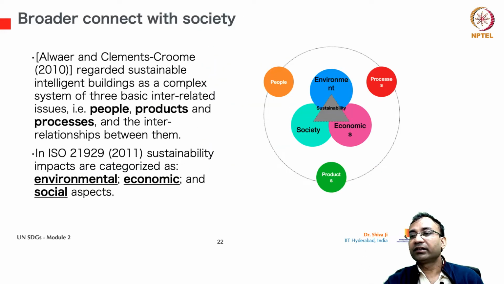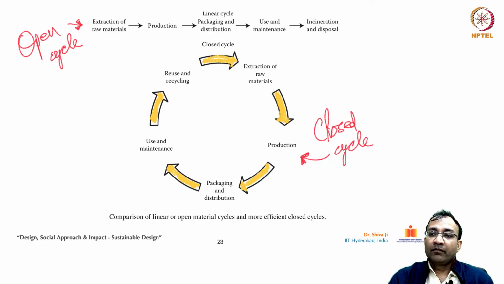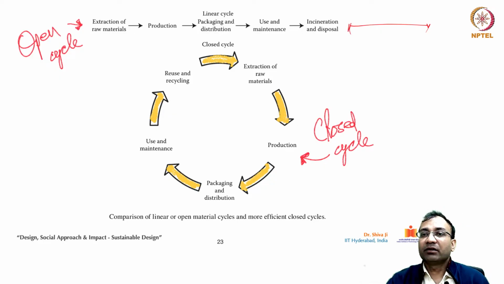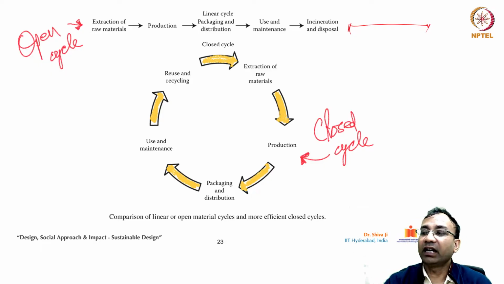And here is the disconnect: people, products and processes with environmental, economic and social dimensions. And where does sustainability lie? In this one, we have an open cycle, like a linear arrangement of sourcing of raw material, production, packaging, distribution, use, consumption, disposal, etc. And here we have this closed cycle.